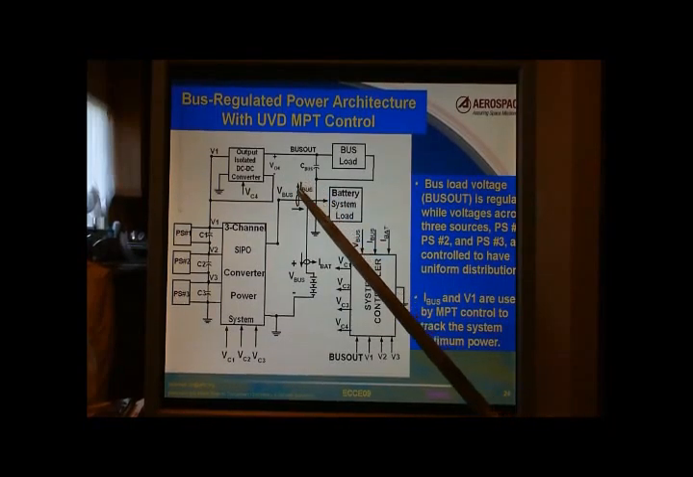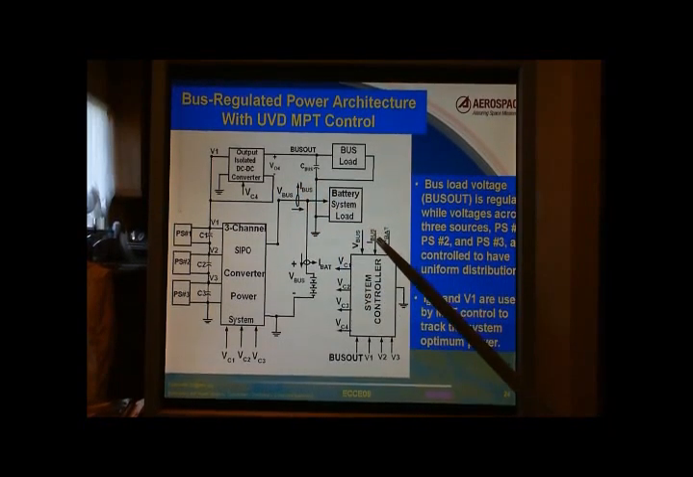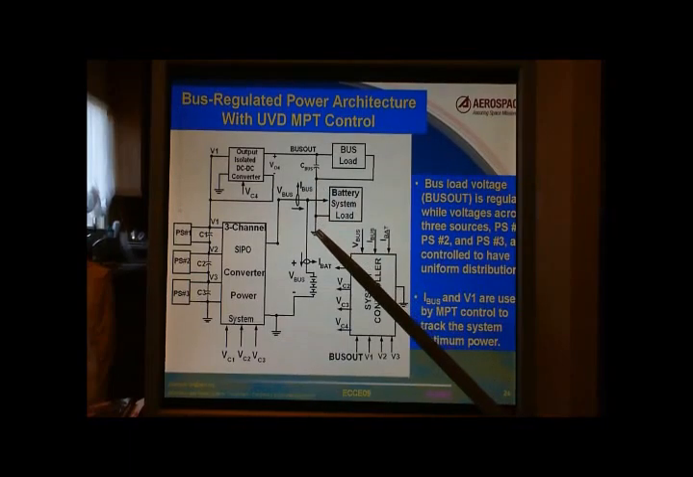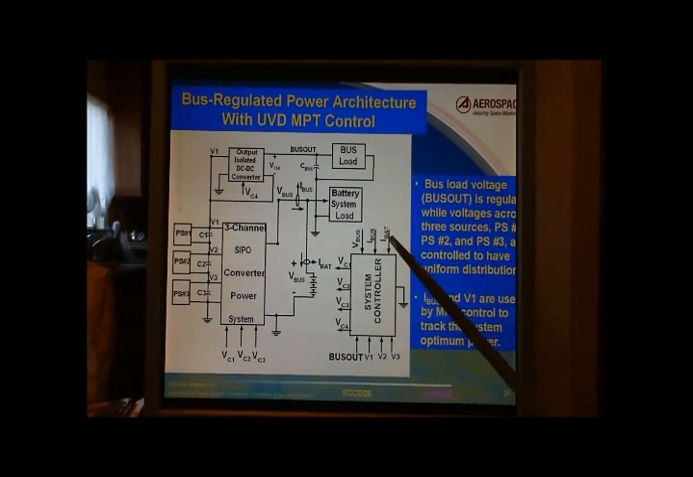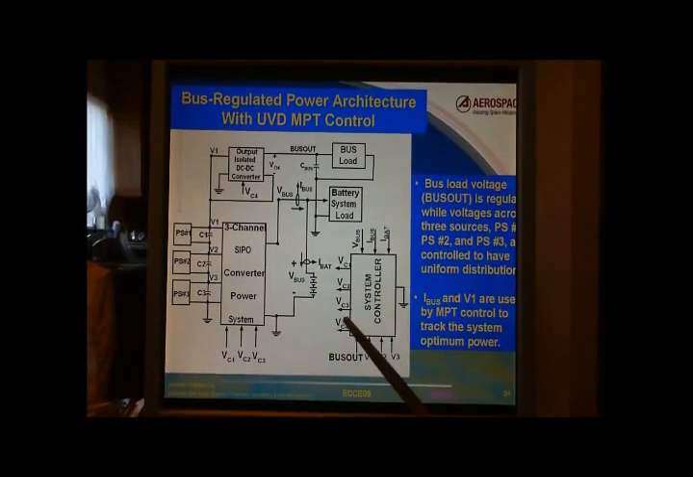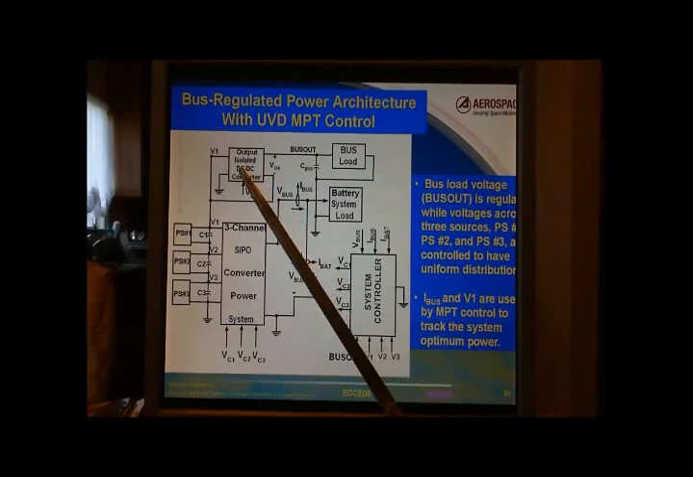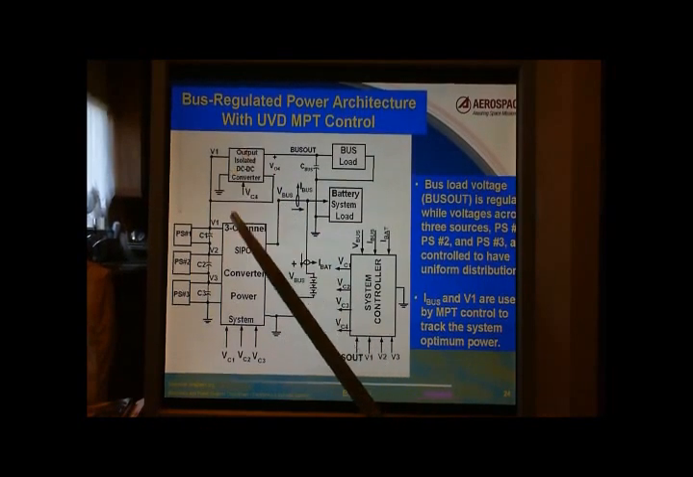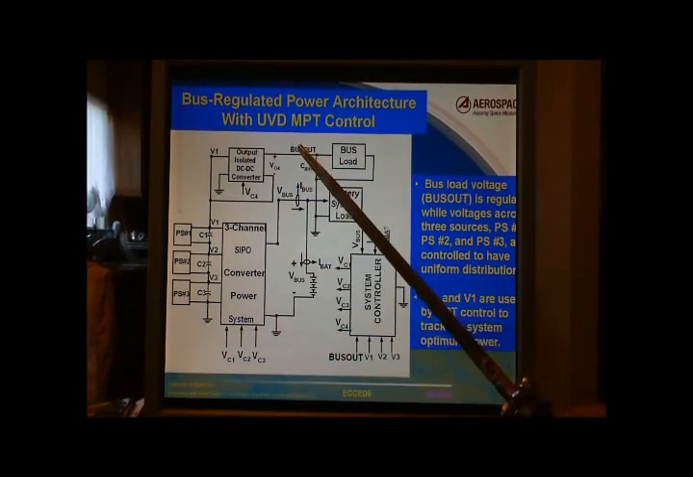Ibus is still used as a way to detect the power, and Ibus is still used in the same manner to regulate the battery. The system controller is mostly identical, with only an additional feedback variable called Bus Out, so that the control voltage VC4 can be used to control the fourth converter to regulate the Bus Out voltage.